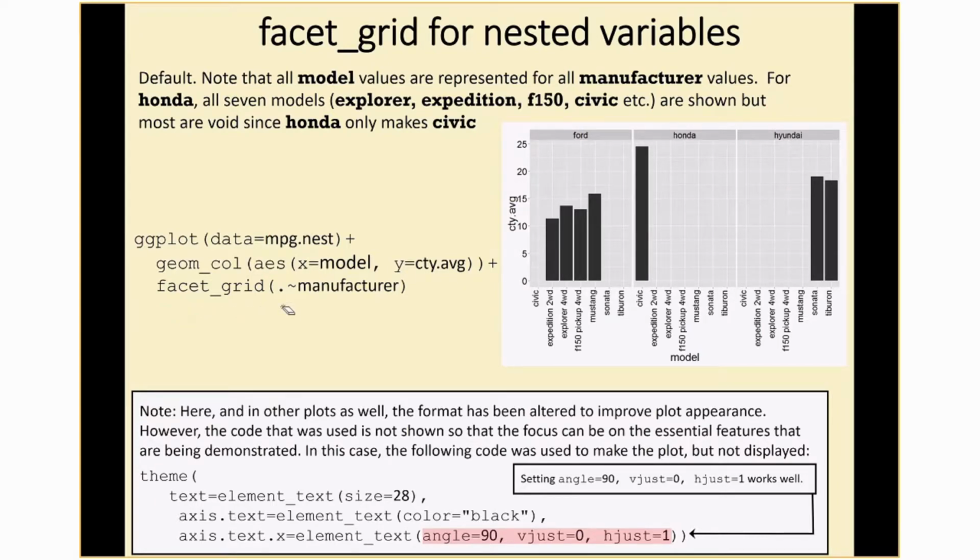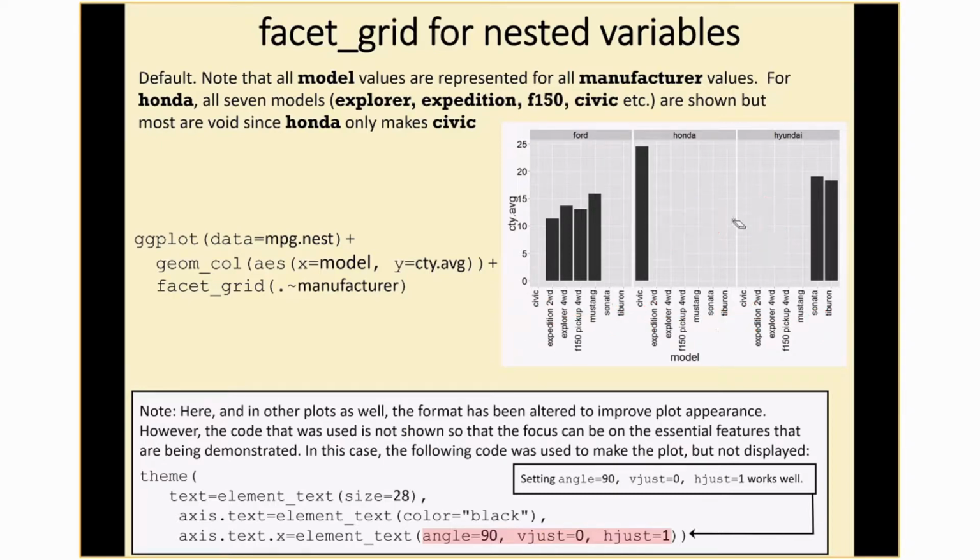So I've got a grid of panels. What's inside each panel is a column plot with model on the x-axis and average city mileage on the y-axis. I write all that code, and we can see we have a huge problem, because for all 3 manufacturers I've got all 7 models listed, and obviously that's going to give me a whole bunch of blank space.